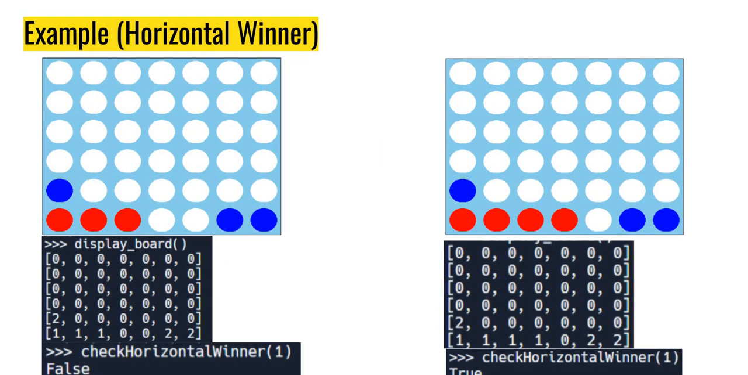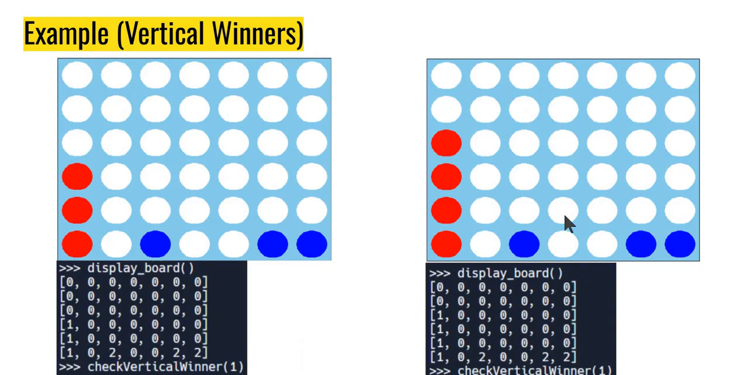A horizontal victory would be something like this, where I have four coins in the same row. It could be red, it could be blue, but in this case, red is winning because there are four in a single row. A vertical victory would be four coming vertically, in a single column. So horizontal is in a single row, vertical is in a single column.